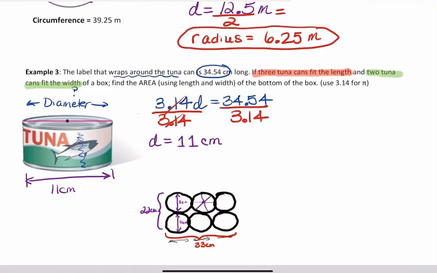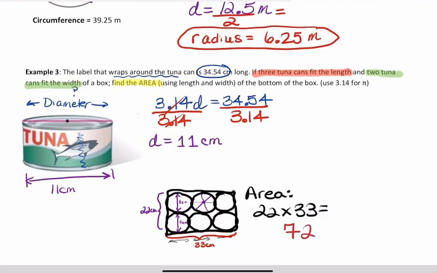Okay, so we're still not finished with this problem. This problem is asking us to find the area of the box. I'm assuming that the box is a rectangle. So the area is going to be 22 times 33. And then what do you get? You should get 726 square centimeters.